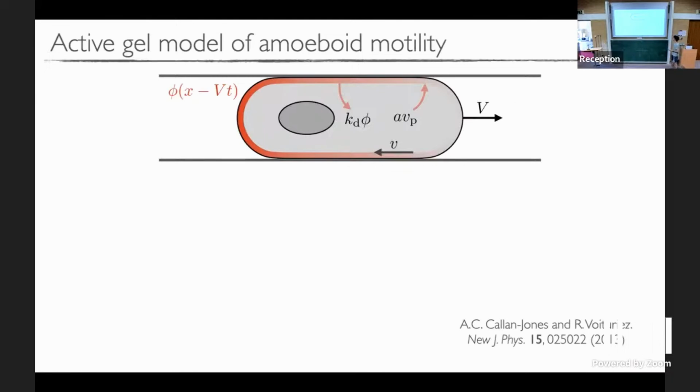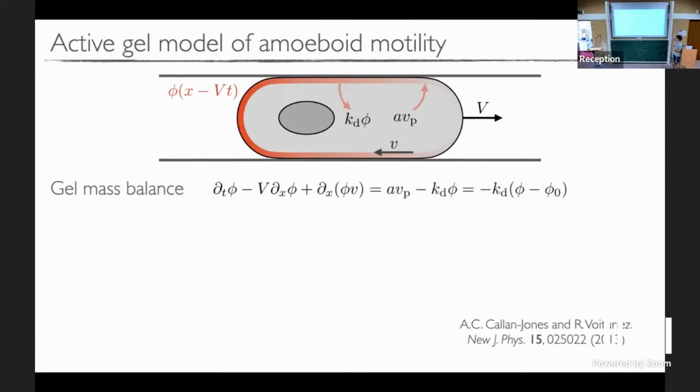Okay. And so if we encode all of this in an equation for the mass, for the concentration of the cortex, we have something like this. And so we have many terms. If the concentration of the cortex changes, it's either because the entire cell is traveling at a certain speed, capital V, or because the cortex is moving in the frame of reference of the cell. So this is an advective term with a small v. And then on the other side of the equation, we have polymerization and depolymerization processes. And so these just combine to try to set up an equilibrium concentration for the cell cortex.